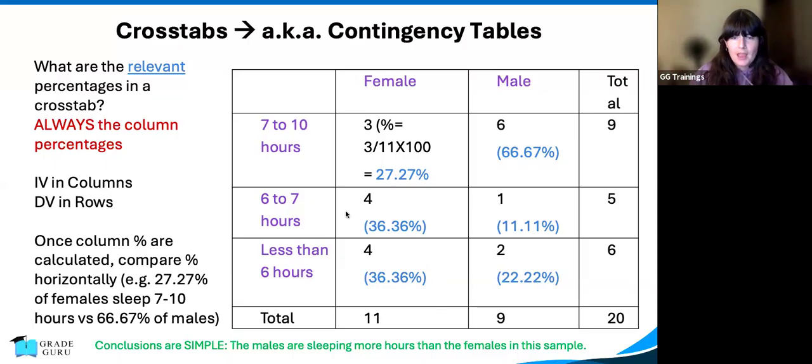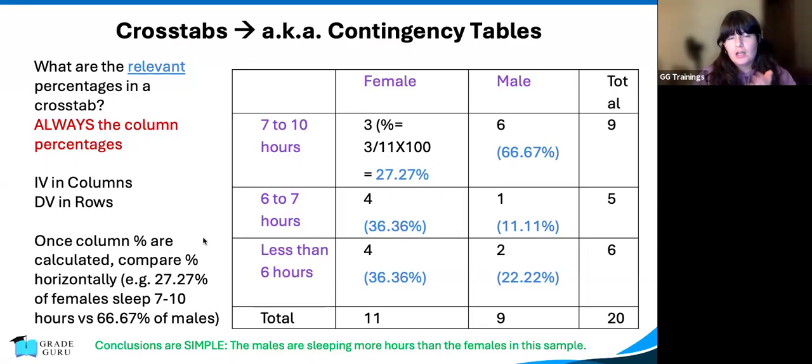Okay. And then you can see here with 6 to 7 hours, the percentage for the females is higher. And same for the less than 6 hours, the percentage is higher. So your simple conclusion is literally the males are sleeping more hours than the females in this sample. Nothing more complex than that.